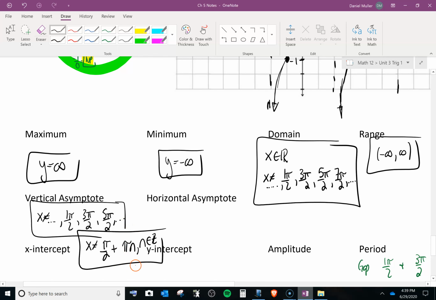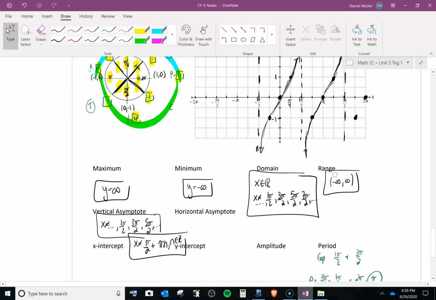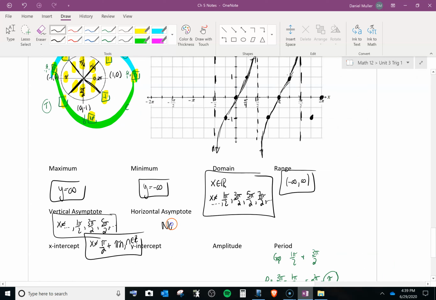A horizontal asymptote is any dotted line that's going horizontal. I don't see any, so we would just say none. And then we've got some x-intercepts. So there's an x-intercept at 0, there's an x-intercept at pi, an x-intercept at 2 pi, so there's a bunch of those. So 0, pi, 2 pi, dot, dot, dot.